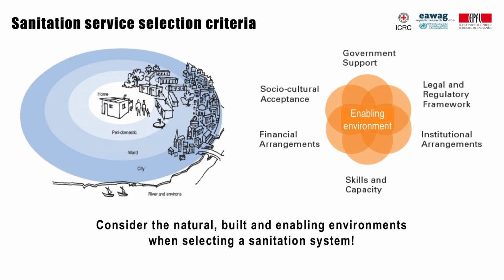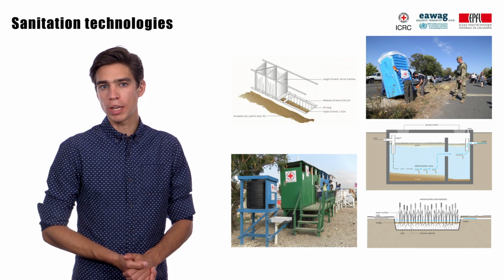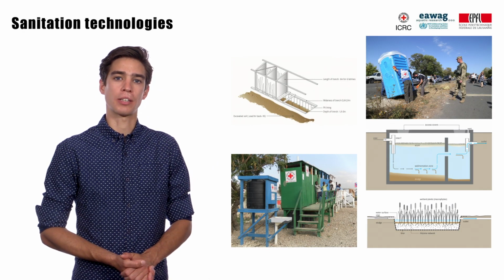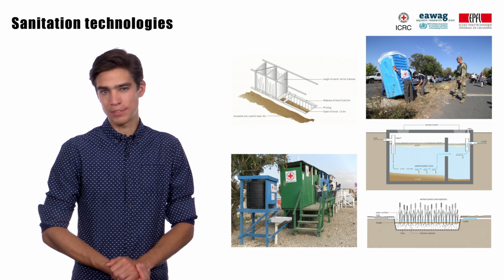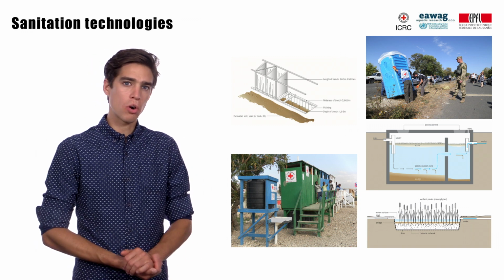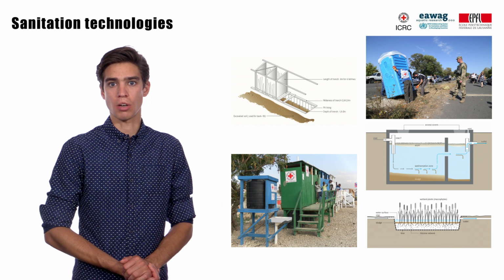As there is no one-size-fits-all solution to sanitation and there is a high variability of different contexts, we looked at the criteria that influence the selection of the most appropriate sanitation system for a given context. For this, we need to consider the properties of the natural, built, and the enabling environment in order to make a well-informed choice. In the second part of the week, we got to know different suitable sanitation technologies for an acute humanitarian response, as well as collection and storage and treatment technologies. We saw how they work and what their advantages and disadvantages are.